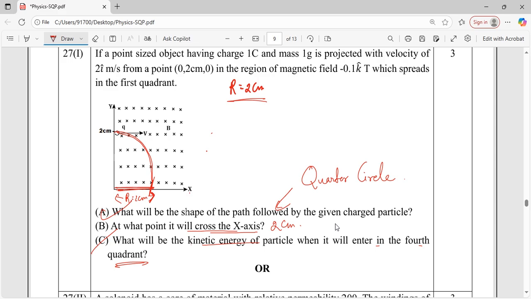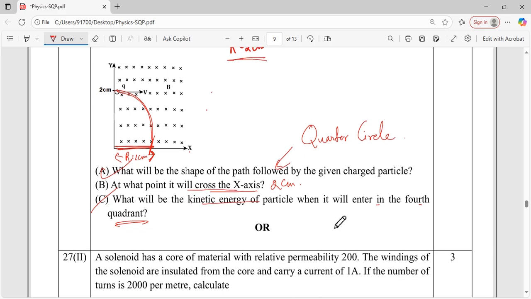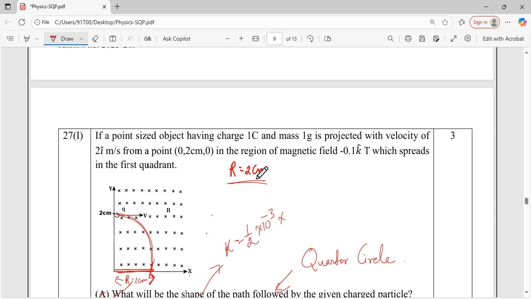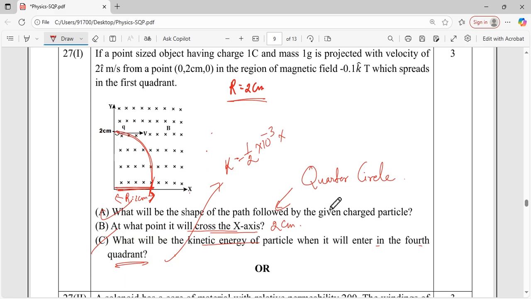As the work done by the magnetic field on a charged particle is 0, the kinetic energy stays the same. Kinetic energy K equals half m v squared. m is 10 to the power minus 3, and v is 2 meter per second, so v squared is 4. The 2 cancels, giving 2 into 10 to the power minus 3 joule, which means 2 millijoule. That is the answer.